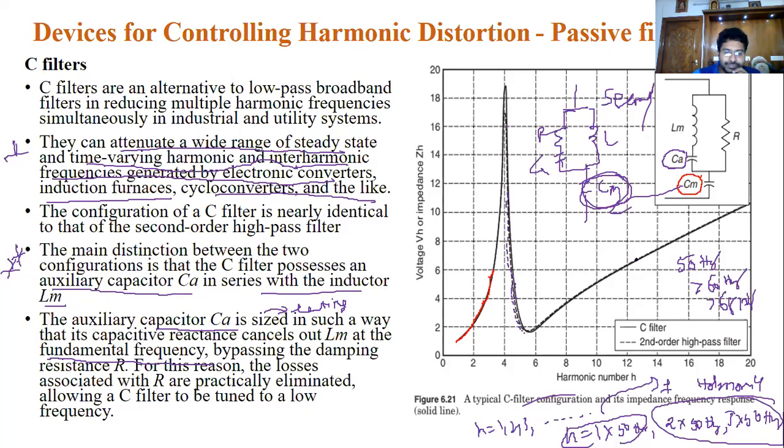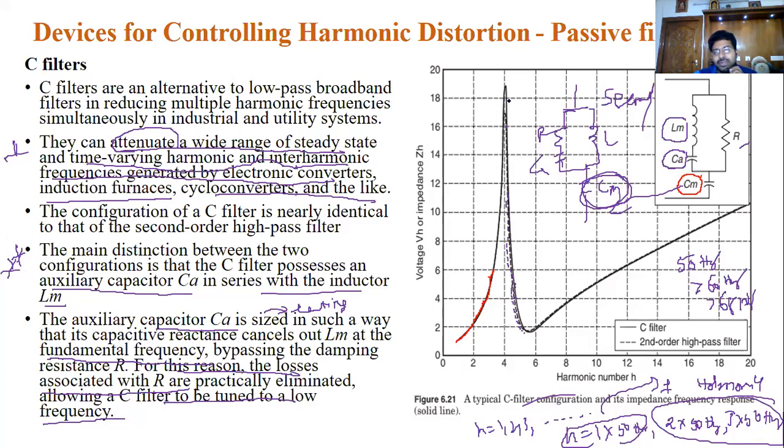Now see this CA. The size of this capacitor value depends upon LM. This is one drawback. But for this reason, the loss associated with the resistance is practically eliminated, allowing the C filter to tune to low frequencies. We are not attenuating there, as with the second order filter only. This CM you can see as the advantage.